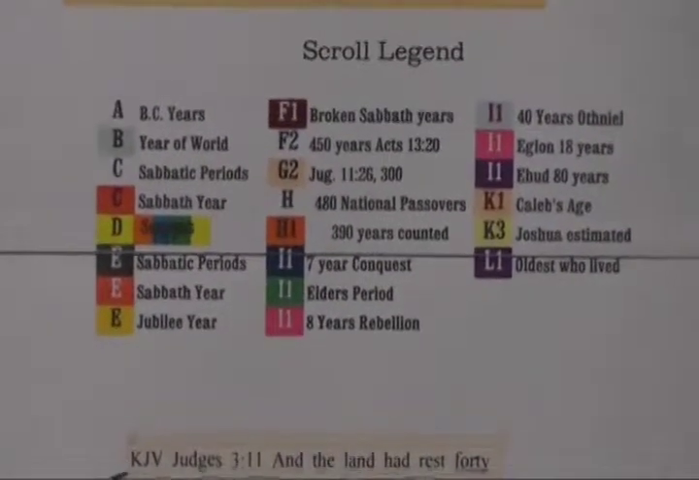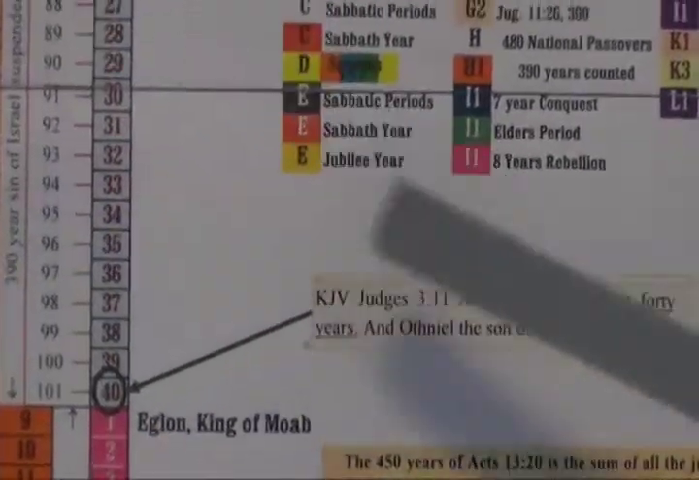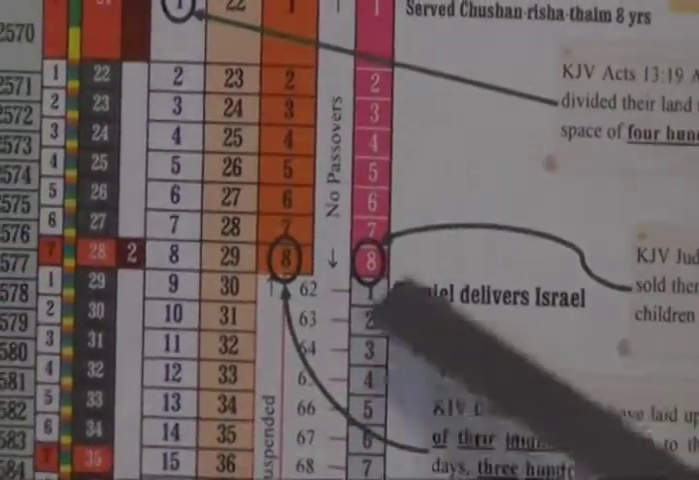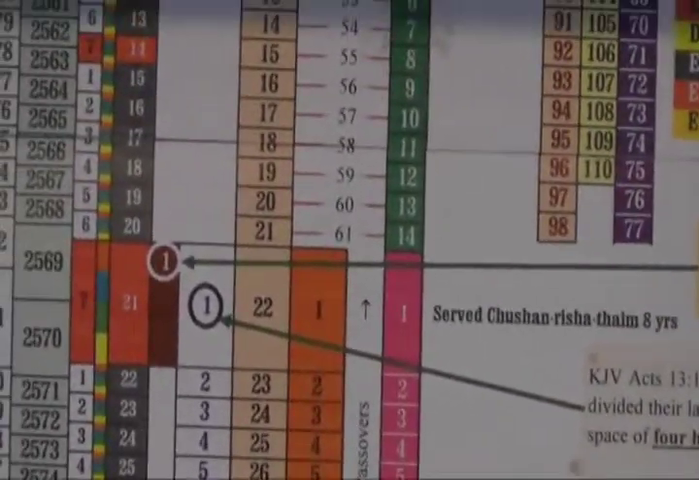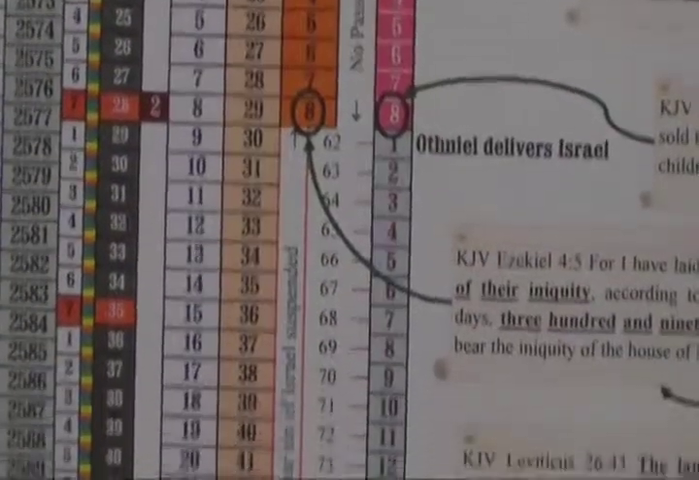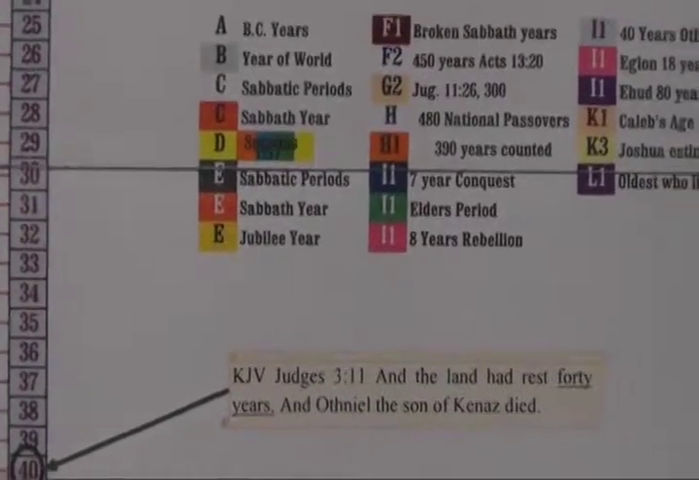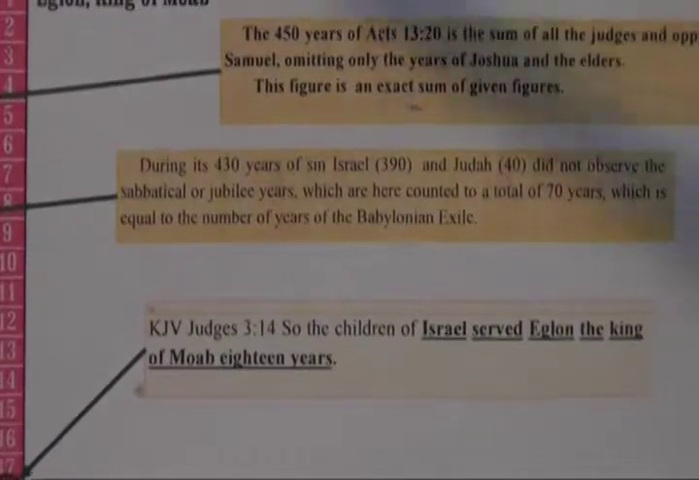It means that people who try to overlap the judges with the oppressions are incorrect, because during these oppressions by foreign domination or nations, Israel is not actually having rest. They're in servitude, they're in slavery to these nations. So this phrase rest clues us in that the chronology is very orderly, and one set of years follows the next set of years. We don't have to assume any overlaps in the chronology.